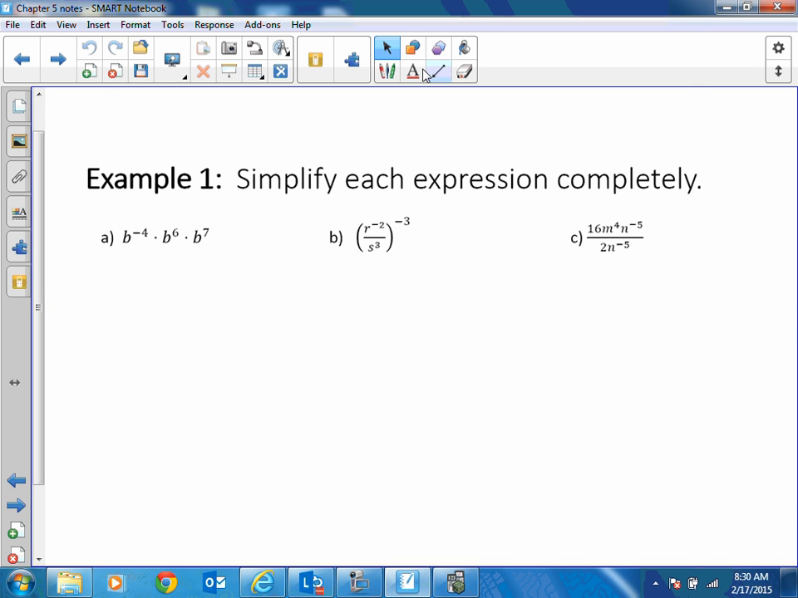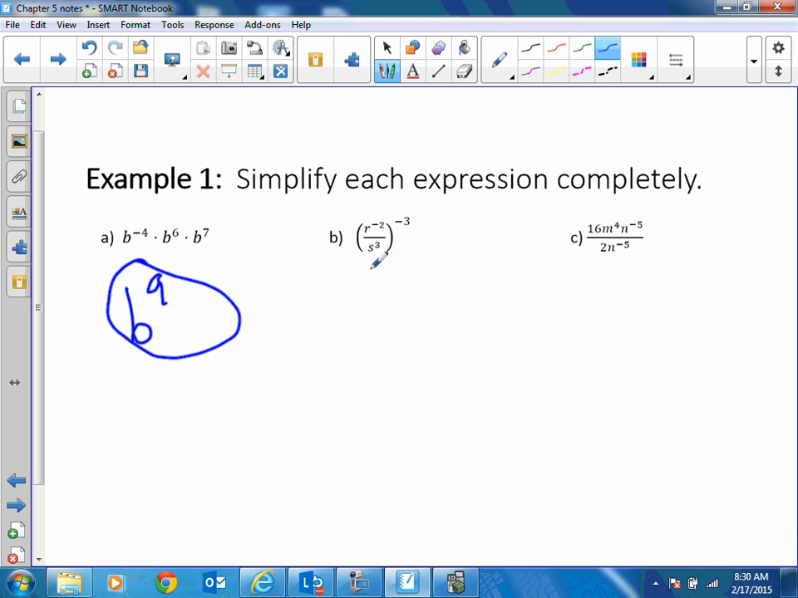Okay, so first one, simplify each expression completely. You just want to add the exponents together. So negative 4 plus 6 is 2. 2 plus 7 is 9. That would be b to the 9th. Pretty easy.